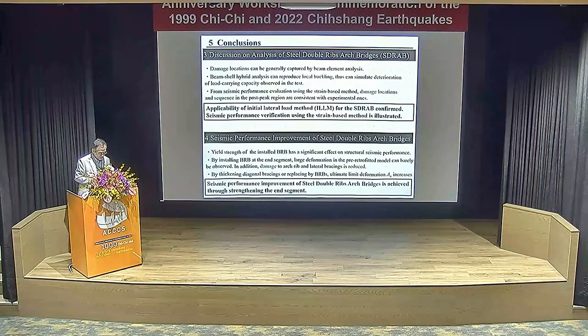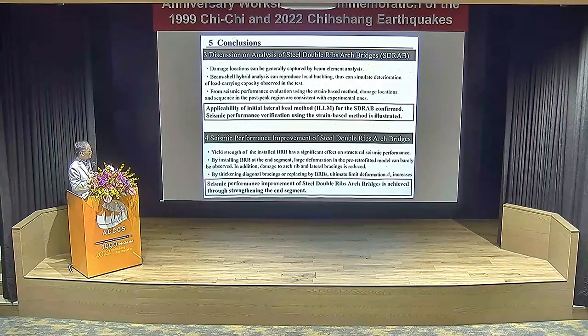Finally, the conclusions of my talk. So damage locations can be generally captured by beam element analysis, and the beam-shell hybrid analysis can reproduce local buckling. Therefore, it can simulate the deterioration of load carrying capacity as observed in the test. From the seismic performance evaluation using this strain-based method, the damage locations, and I didn't talk about the curves, but the curves in the post-peak range are consistent with the experimental ones.